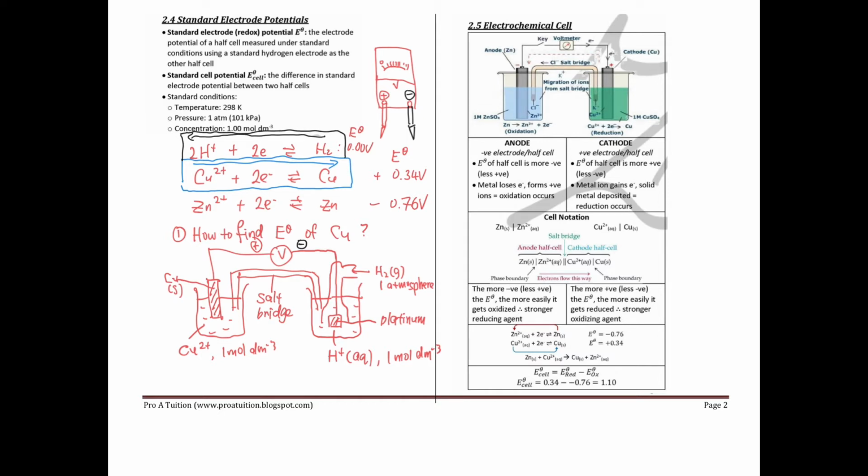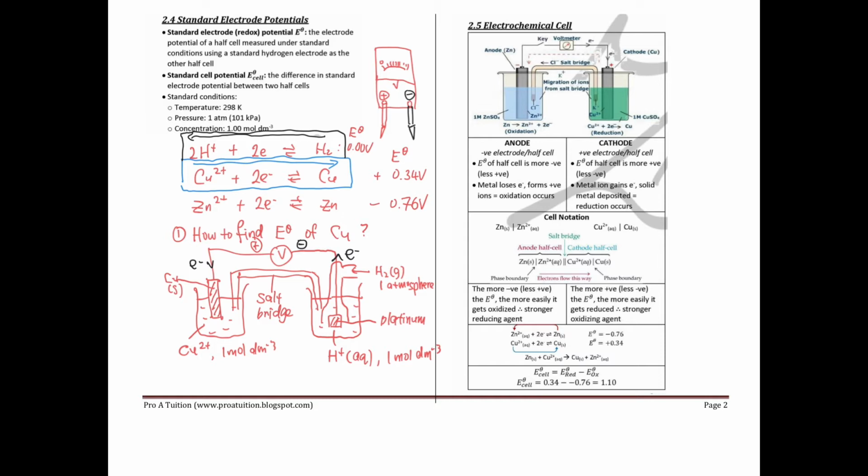So if copper goes forward and hydrogen goes backward, Cu2+ gets electrons and changes to Cu. So copper gets electrons, and the electrons will come here. Hydrogen has to go backwards, donate electrons and become H+.